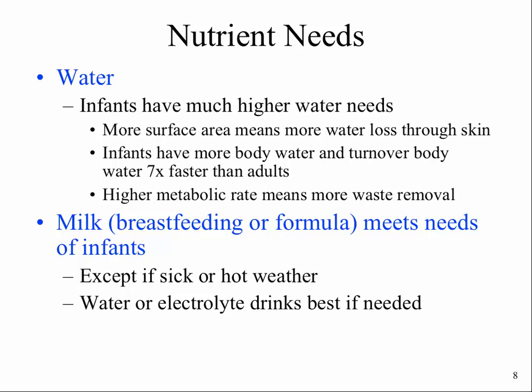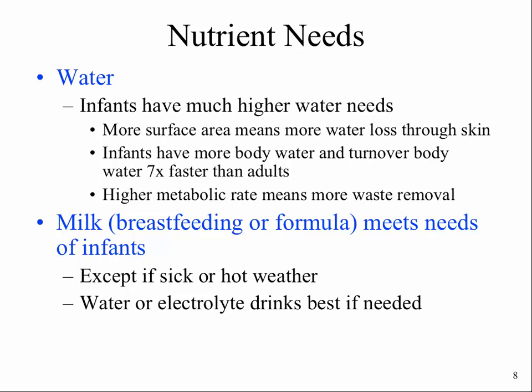Okay, water. Because of this whole surface area thing, not only do you lose heat through that, but you also lose water through evaporation. And so they have a lot more water loss than the average person on a pound-per-pound basis. And because of this heat loss, they also have a higher metabolic rate, which means they're producing more waste products, and so that's why there's more waste as well.